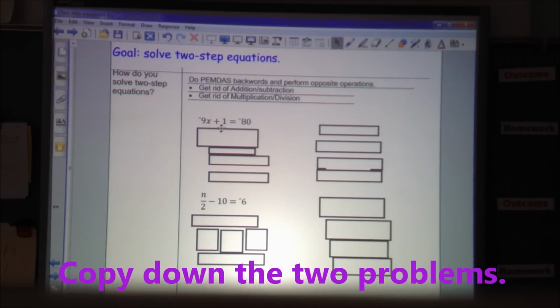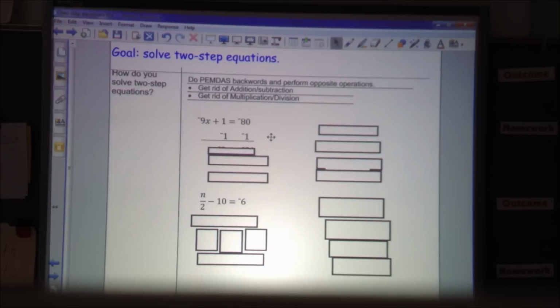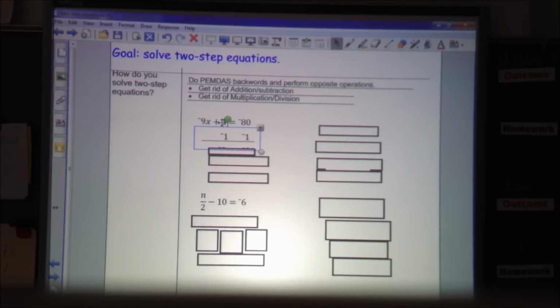So my first example, I want to get rid of the plus 1 first. And remember, plus 1 is the same thing as a positive 1. So what is the opposite of a plus 1 or a positive 1? It's a minus 1. So I'm going to take minus 1 or negative 1 from both sides. These two cancel out. Positive 1, negative 1 cancel out.